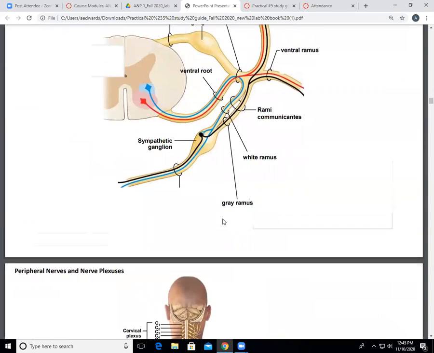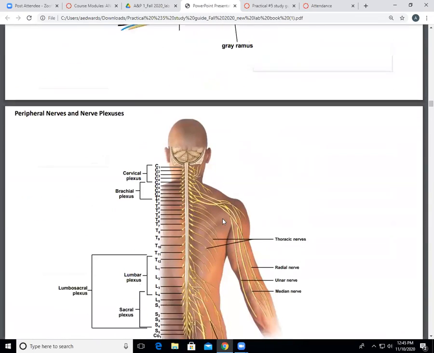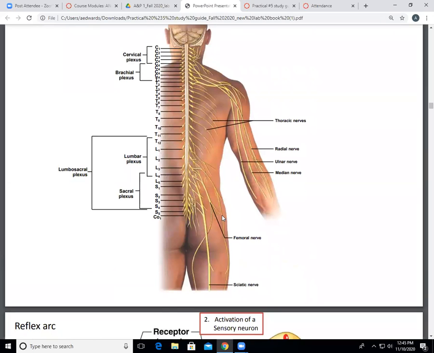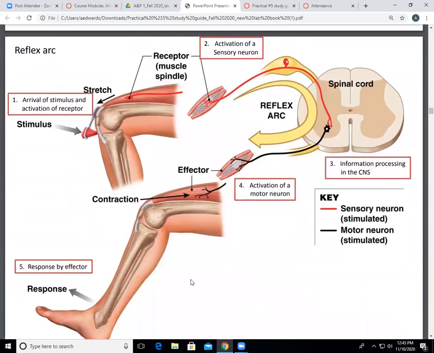All right, so let's take a break. We talked about the parts of the spinal cord, as well as the peripheral nerves and nerve plexuses. You can do this at home as well.